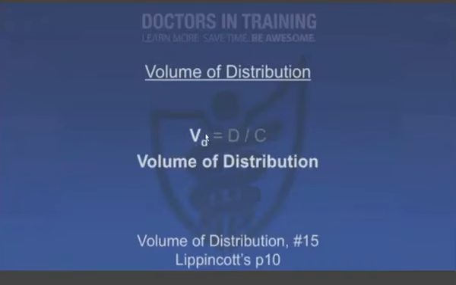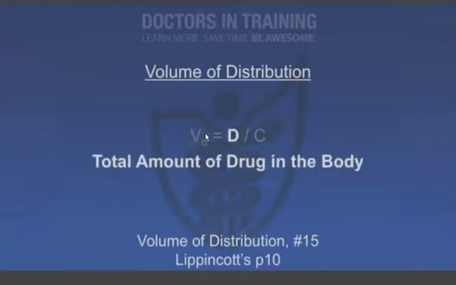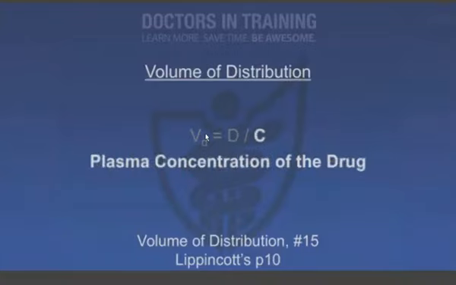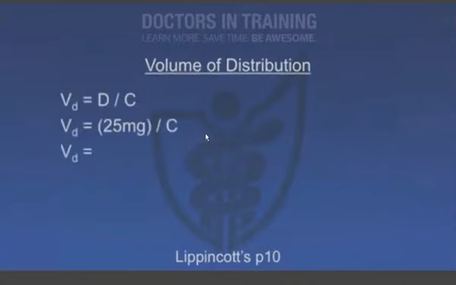In this circumstance, the volume of distribution is equal to the amount of drug in the body, which we represent as D, divided by the plasma concentration of the drug, which we represent as C. So if you have 25 milligrams of the drug that you've injected into the circulation, and the plasma concentration is 1 milligram per liter, you divide 25 by 1, and you get a volume of distribution of 25 liters. Pretty straightforward at this point.